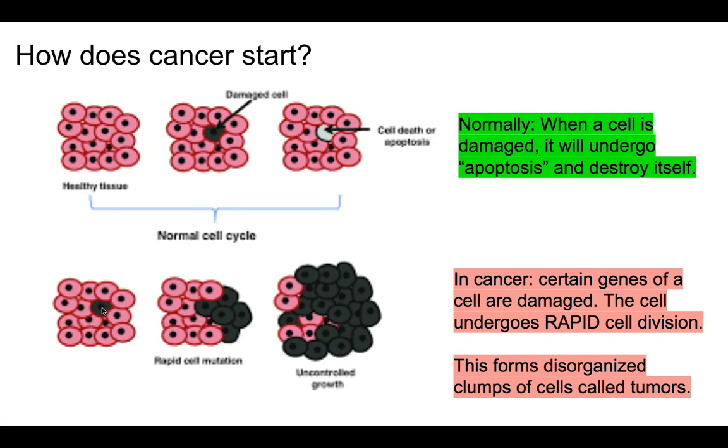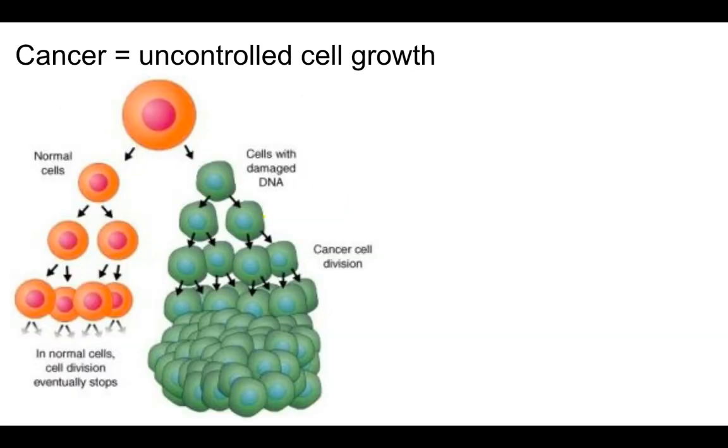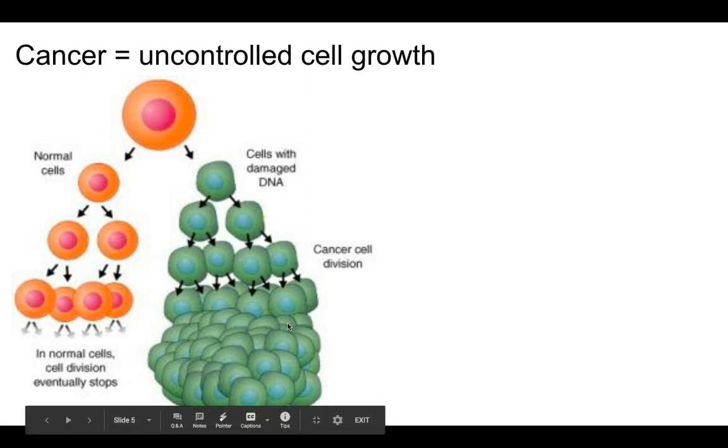Sometimes the damaged cell does not destroy itself or undergo apoptosis, and it multiplies, okay? It does mitosis, and the damaged genes are then passed on in the newly divided cells, so those are also damaged, and it keeps growing, and then this forms a disorganized clump of cells called a tumor. And so cancer is uncontrolled cell growth. You can see how it just starts with one cell. Normally, here it goes. But in the case that cells get damaged, it keeps dividing, and it does not stop.